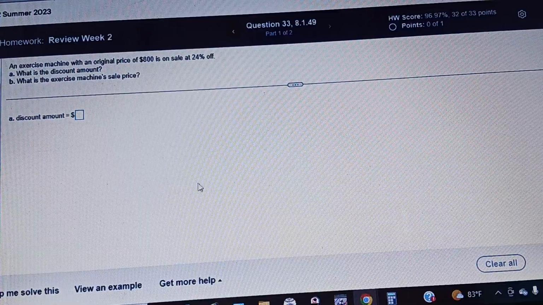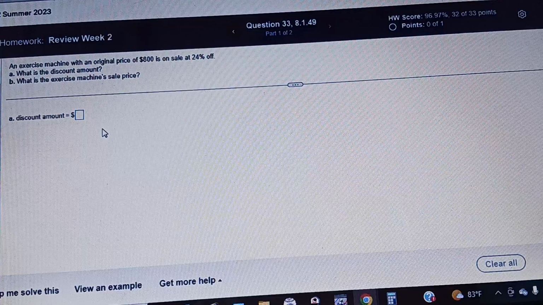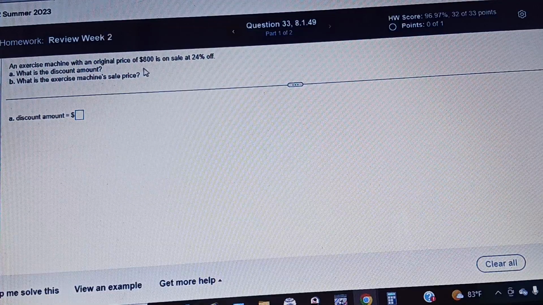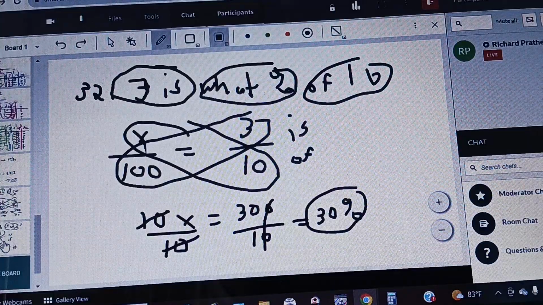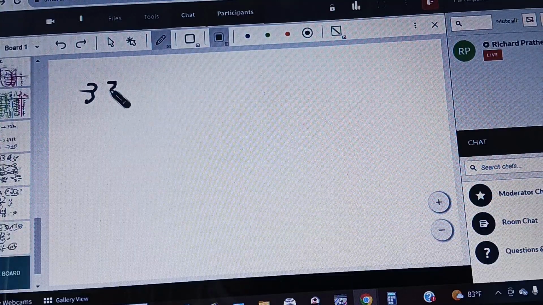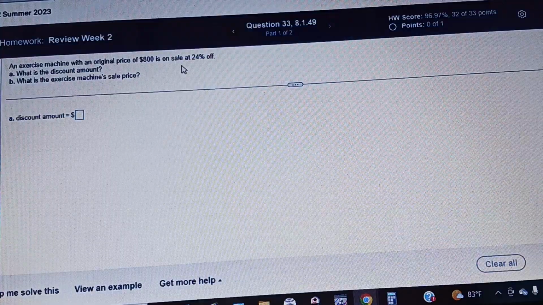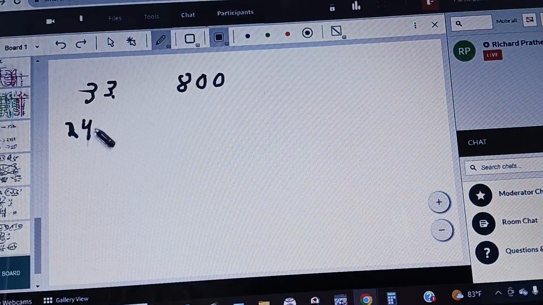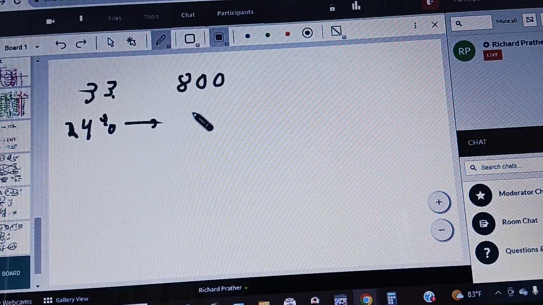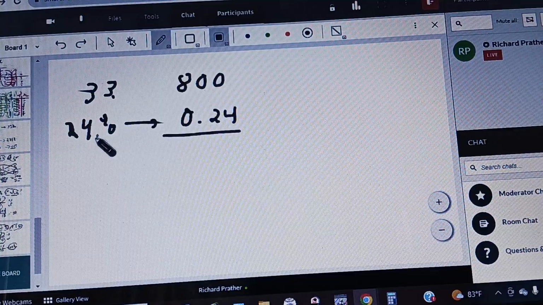Okay, final problem. This is about everyday life, where you go buy something, you have to pay tax or get discounts, things like that. An exercise machine had an original price of $800. It's on sale for 24% off. We want to buy an $800 exercise machine. It's 24% off. So first change this percent to a decimal. We never do calculations with percents. This is 0.24 as a decimal, just like we did a few problems ago. You move the decimal over twice.